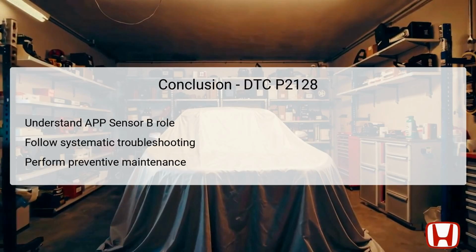In conclusion, understanding the APP sensor B's role is crucial for diagnostics related to the P2128 error code. By following a systematic troubleshooting approach, you can accurately identify the issue and apply the necessary repairs. This guide outlined the potential causes, symptoms, and essential steps for rectifying the high voltage signal problem.